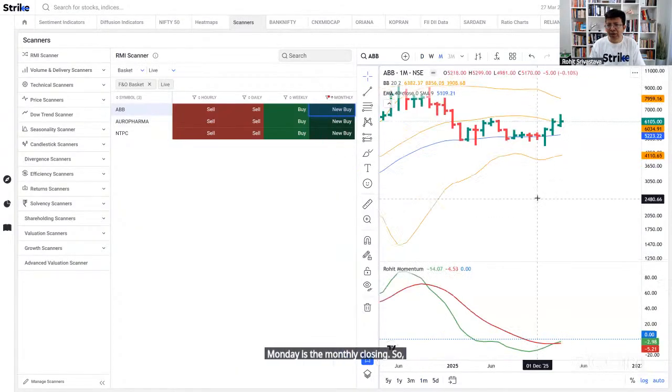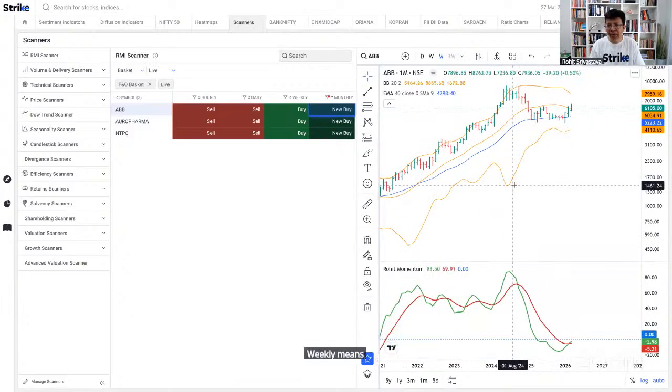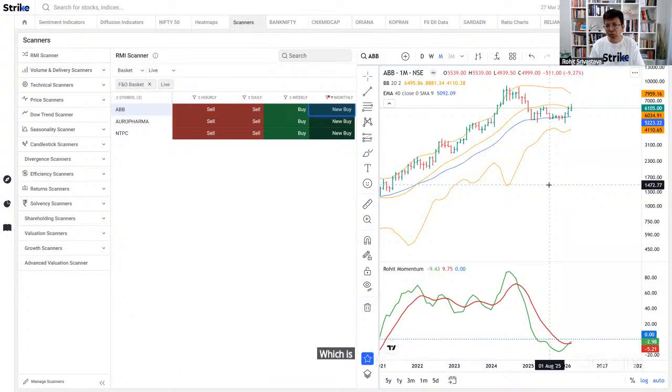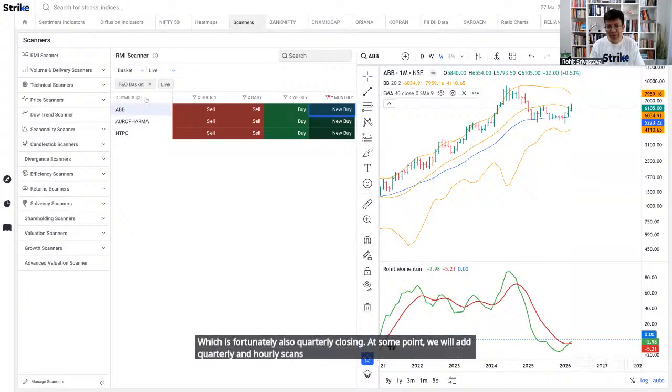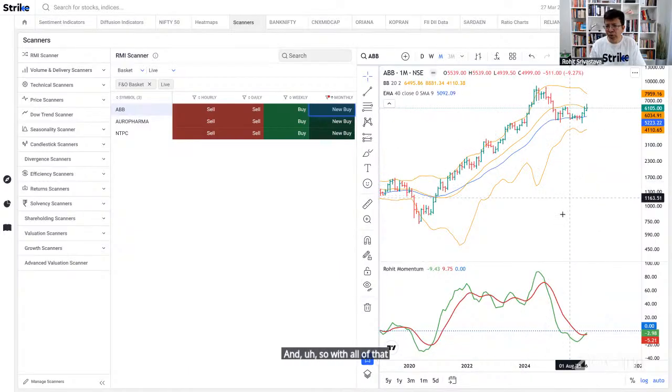So each time frame has to be checked on the time frame it is. Weekly means weekly closing happens on Friday. Daily means daily closing happens every day. And now we are talking about monthly closing, so when does monthly closing happen? Once a month, which is tomorrow, the 31st of March, which is fortunately also quarterly closing. At some point, we will add quarterly and hourly scans or lower time frame scans over here. It's coming up soon on the mobile app as well, which is due to be launched hopefully in the coming month. And so with all of that, you'll be able to do almost anything.